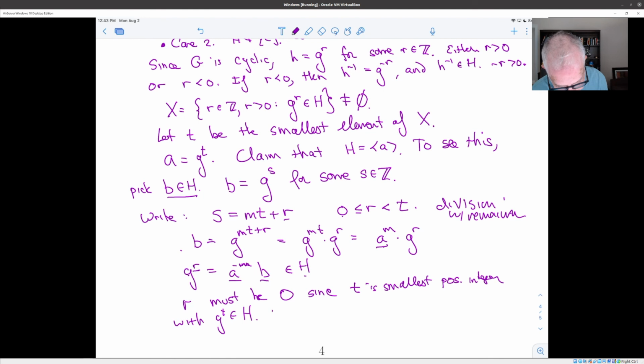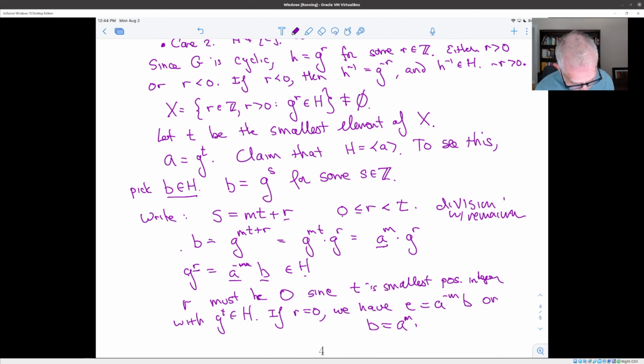And if r is 0, we have e is equal to a to the minus m b, or b equals a to the m. In other words, our arbitrary element of H is a power of a. And that means that every element of H is a power of a. And so H must be generated by a, and H is cyclic.